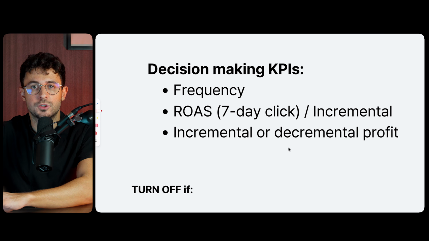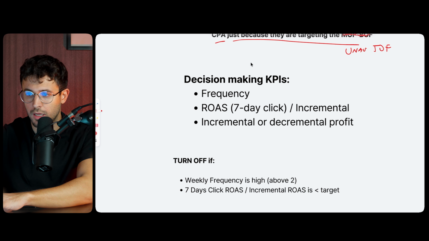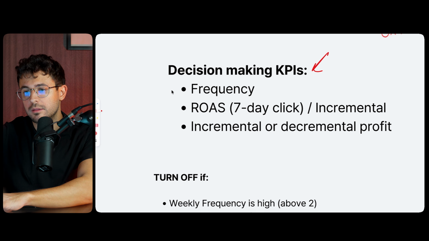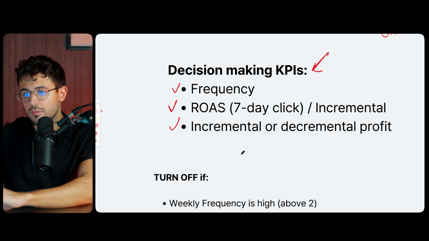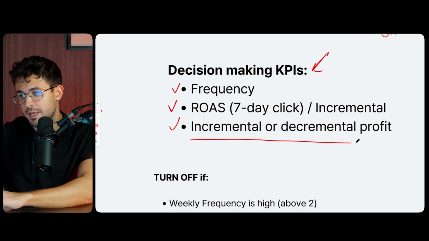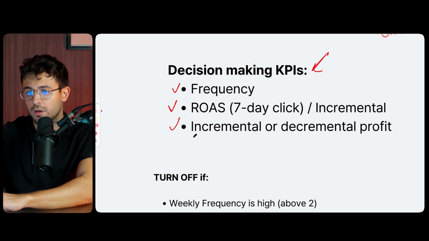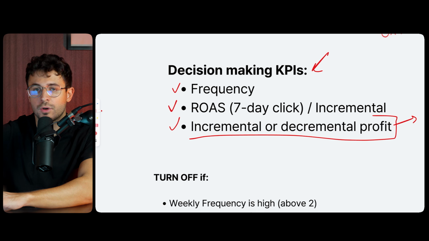Now, this is the decision making that I follow and that I see usually works when you make a decision. There are 3 main things that you want to see: the frequency, the incremental or 7-day click ROAS, and the incremental or decremental profit. Now, this part here is basically what happens after you make a decision. You might turn something off, and then you want to see what is going to happen to the return on ad spend.